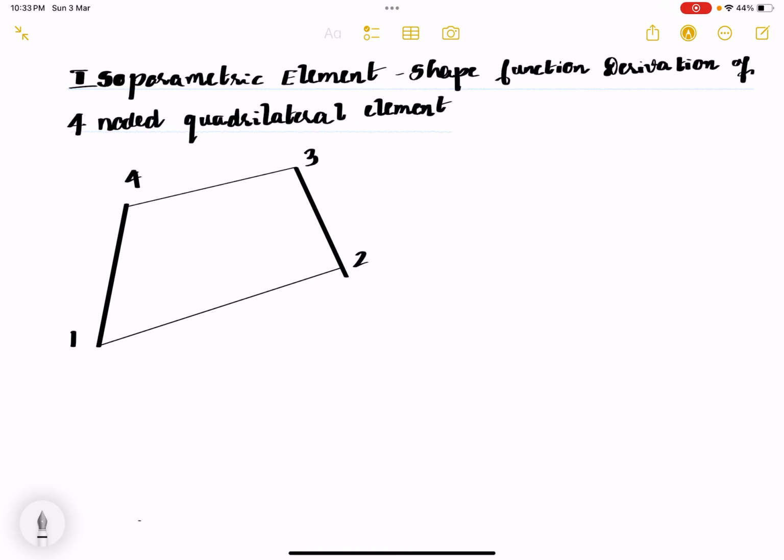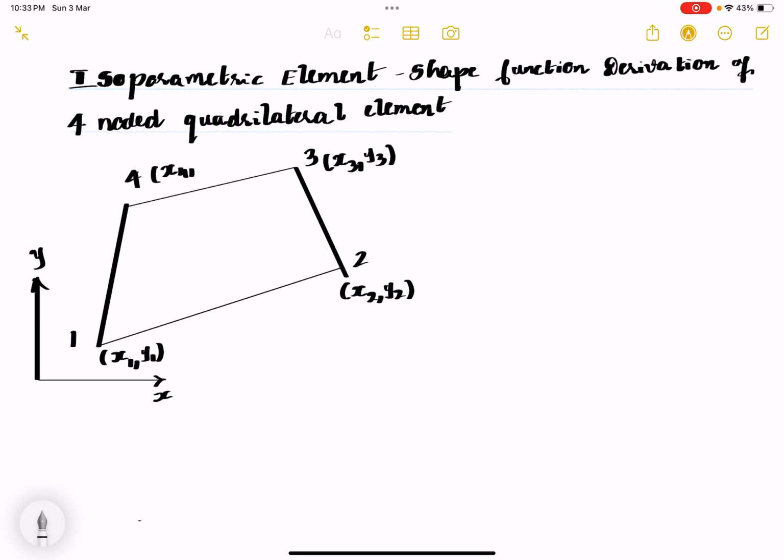Let me add a set of coordinate axes. This is going to be our y-axis. This is going to be our x-axis. So this is x and this is y. Let me also mark the nodal point coordinates. So this will be our x1, y1. The coordinate at nodal point number 2 will be x2, y2. The coordinate at nodal point number 3 is x3, y3. And at nodal point number 4, it will be x4, y4.